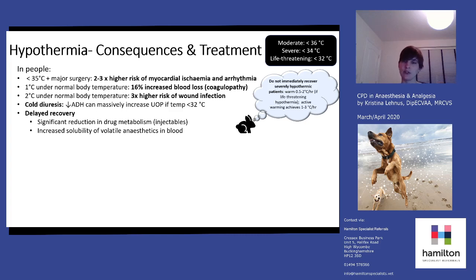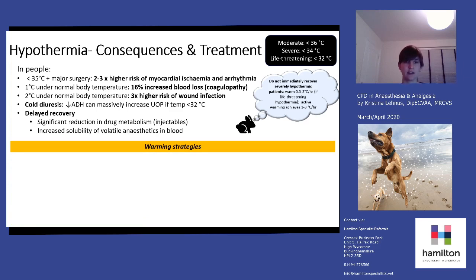So the little rabbit was just to remind me that you don't want to immediately recover a severely hypothermic patient because rapidly warming is also not good. The textbooks recommend 0.5 to 2 degrees centigrade per hour if the animal had life-threatening hypothermia. And it's worth bearing in mind that the active warming that I'm going to outline in a minute can achieve 1 to 3 degrees centigrade per hour, so might be too fast if you put all the warming on at the same time.